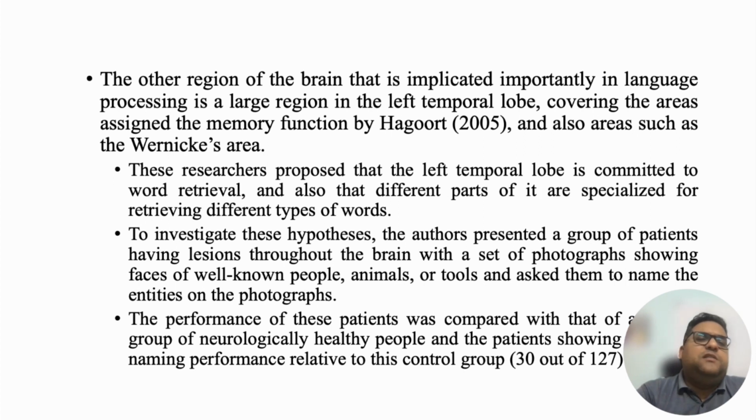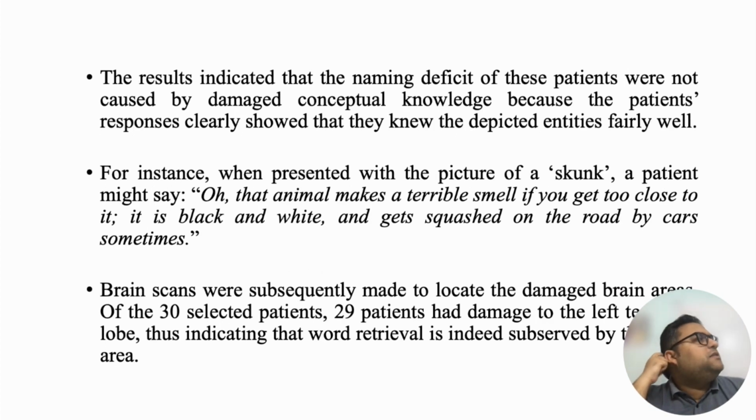To investigate this hypothesis, the authors presented a group of patients having lesions throughout the brain with a set of photographs showing faces of well-known people, animals, or tools, and asked them to name the entities on these photographs. The performance of these patients was compared with that of a group of neurologically healthy people, and the patients showed impaired naming performance relative to this group.